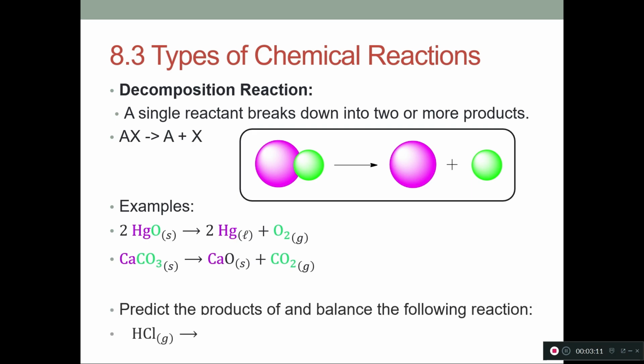And so again, I would encourage you to pause the video, try balancing and coming up with the products for this reaction. And so we have HCl gas, and that's going to break down and become hydrogen gas and chlorine gas. And we would need 2 of the HCl for this.